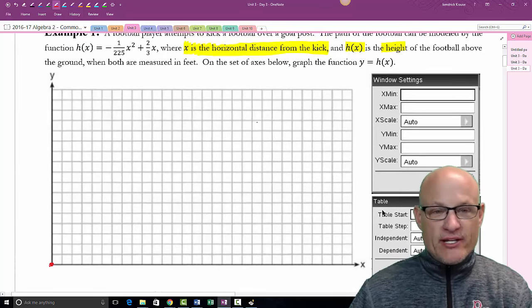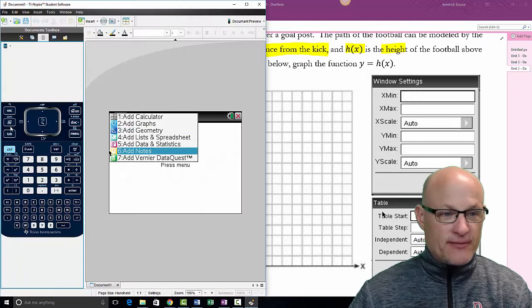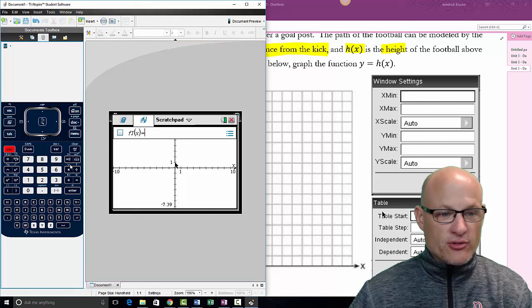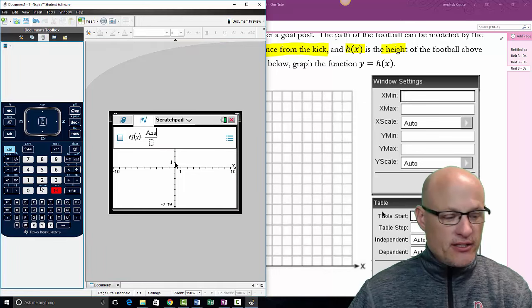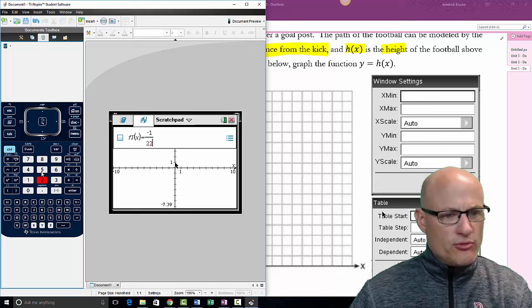So what we need to do is graph this. We're going to take out our graphing calculator. When I first put this in, you're going to see that nothing looks right. I'm going to enter negative 1 over 225 x squared, plus 2/3 x.